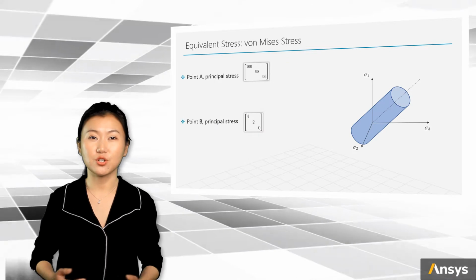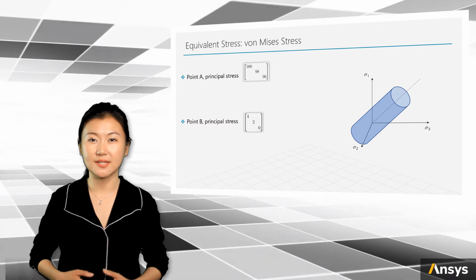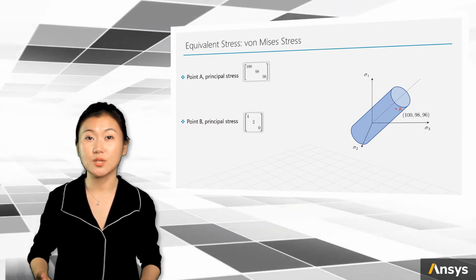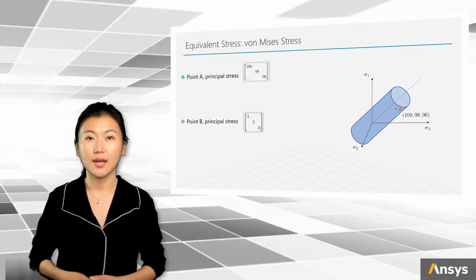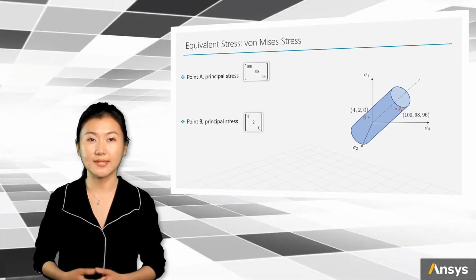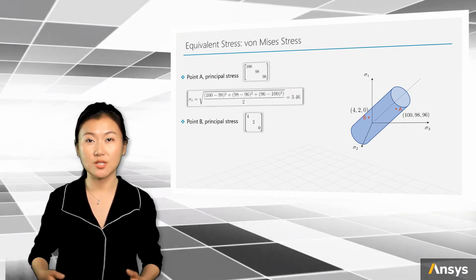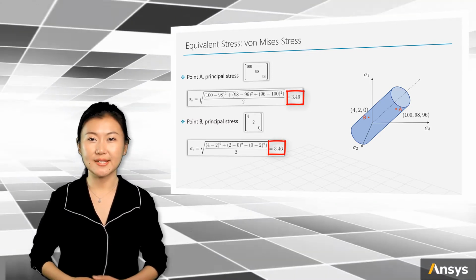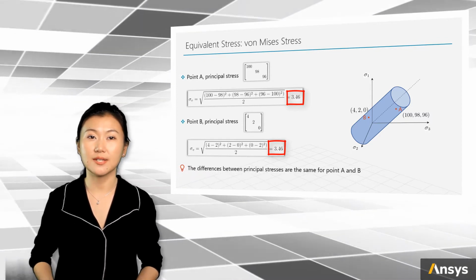A very important feature to point out here is that on one cylindrical surface, all the locations have the same von Mises stress value. So we have a location A on the surface, which is a stress state with principal stress values 100, 98, and 96 ksi, and another location B on the surface at the stress state with 4, 2, and 0 ksi. Although the principal stress values are in different scales, the von Mises stresses from the 2 states are calculated to be the same. The main reason for this is that for the 2 locations, the differences between the 3 principal stresses are the same.